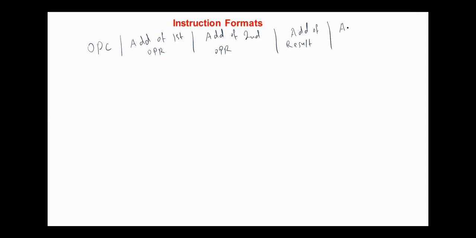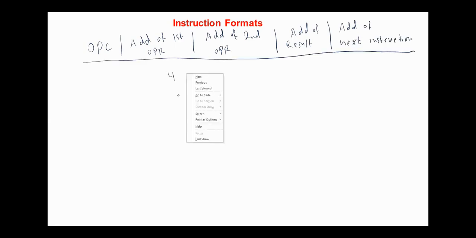In general, we would like to have the following information in the instruction: the operation code, address of first operand, address of second operand, address of result, and address of next instruction to be executed. And this format is called 4 address instruction format.